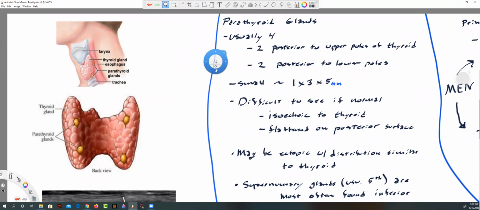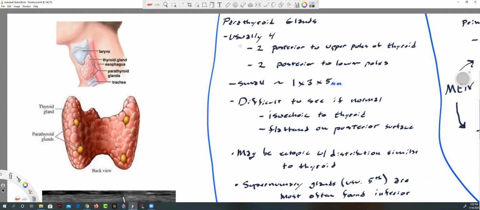They sit, for the most part, just like this picture over here shows, behind the thyroid, and they are flattened out. So it makes it really hard to see them. But it's good to know where they usually are. They're not always exactly as shown here. Remember, this is the backside view. This is not a front view. This is the backside of the thyroid.